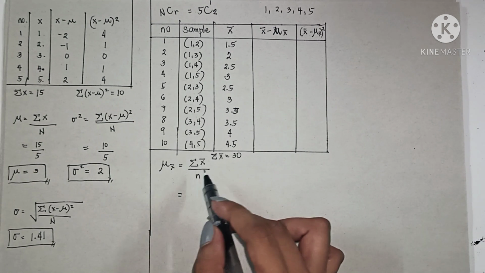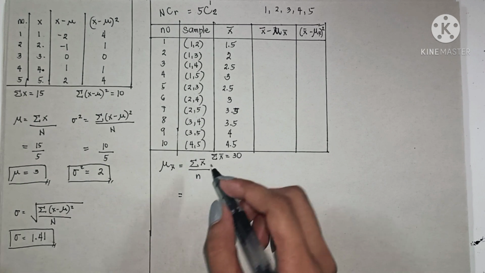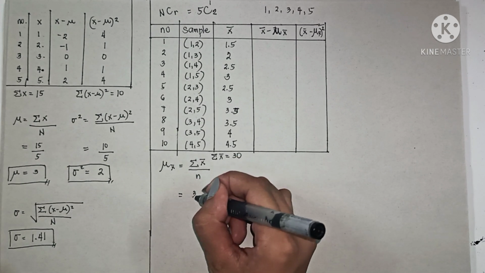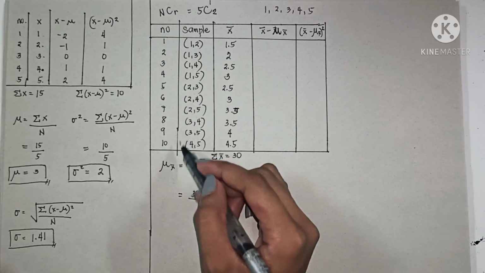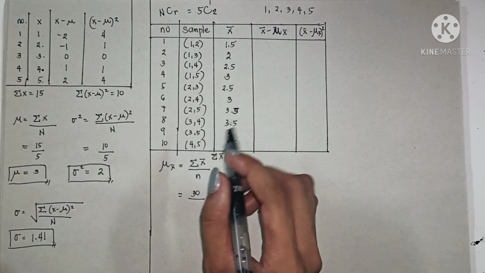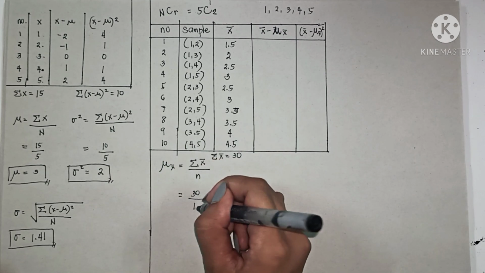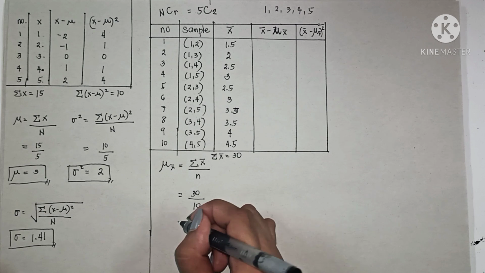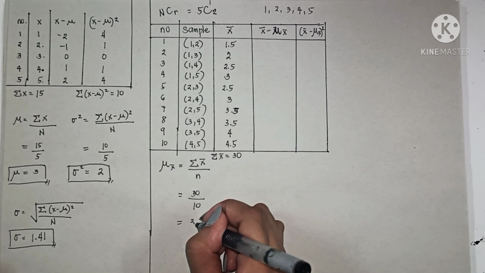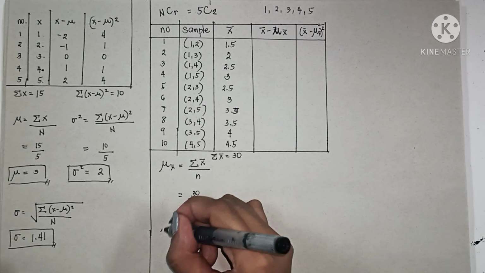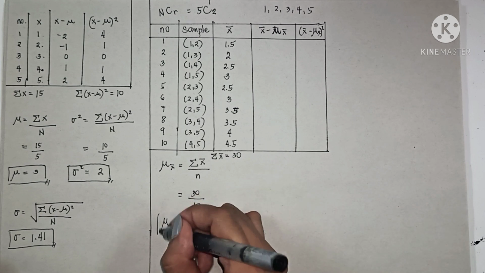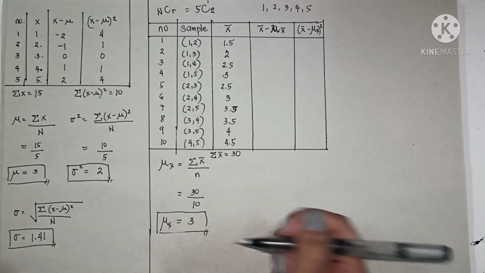Okay? So, substitute na natin siya sa ating formula. So, summation of x bar is 30 over the number of observation, which is 10, the number of samples, which is 10. So, 30 divided by 10, then the answer is 3. Okay, so mu sub x bar is equal to 3.